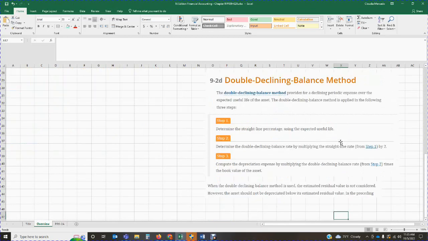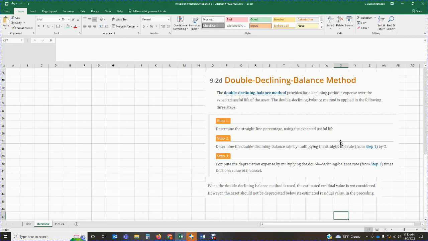Now, the more complex one is the double declining balance method. The double declining balance method is more aggressive. It provides for a declining periodic expense over the expected useful life of the asset. And there's 3 steps. With this method, you're going to be depreciating the majority of the expense at the beginning of the term. Towards the last couple of years, you're going to have less depreciation.